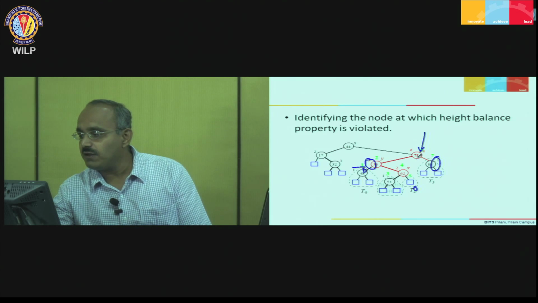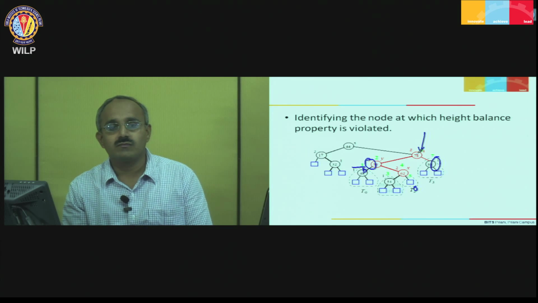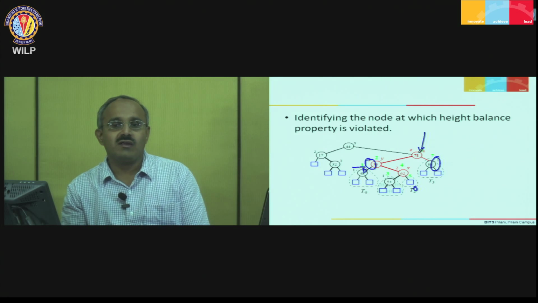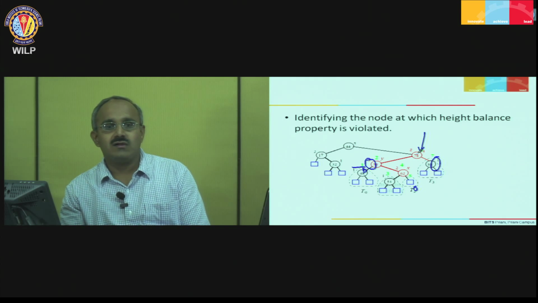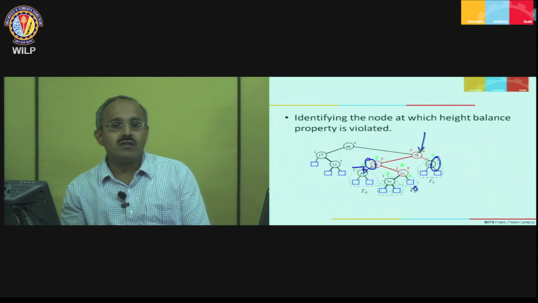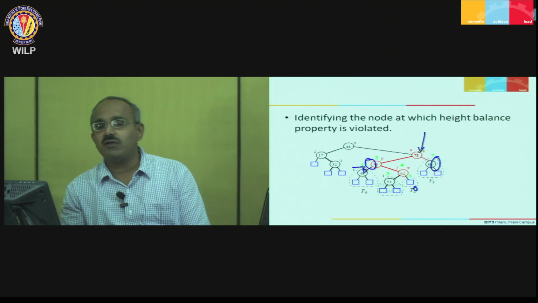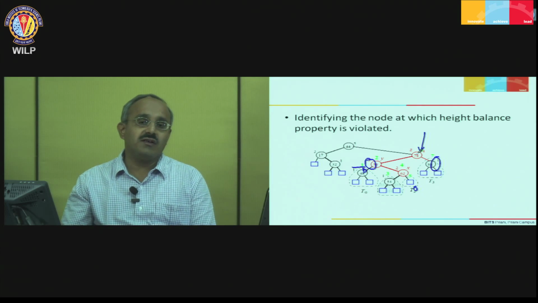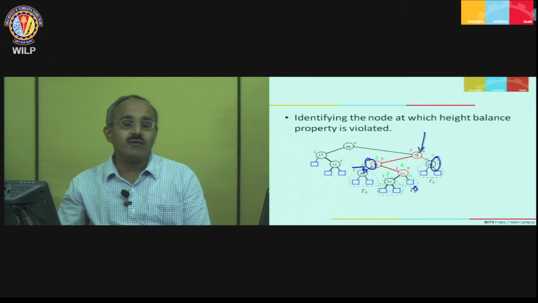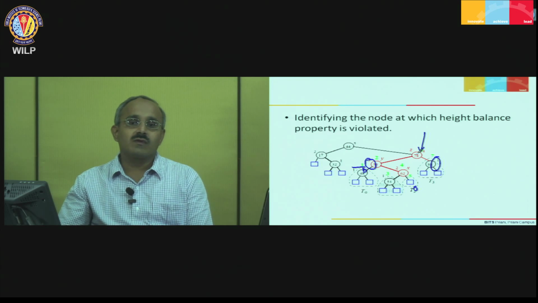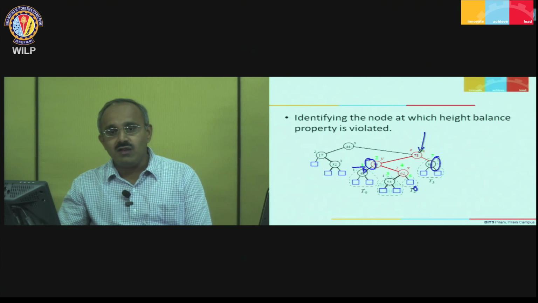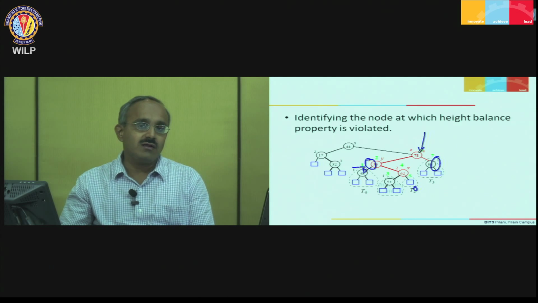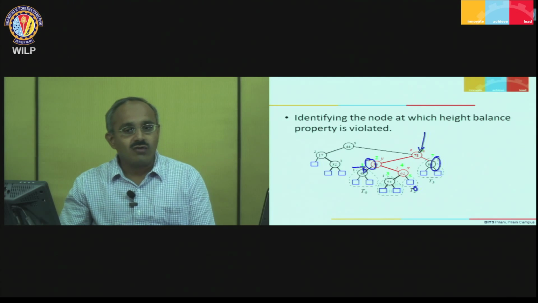So, at this particular node, the left subtree has height 3 and the right subtree has height 1. So, the difference is more than 1. So, the height property is violated at this particular node. So, though it is a binary search tree, it is not an AVL tree. So, we need to restructure this tree such that we do not lose the binary search tree property and also have the height property.